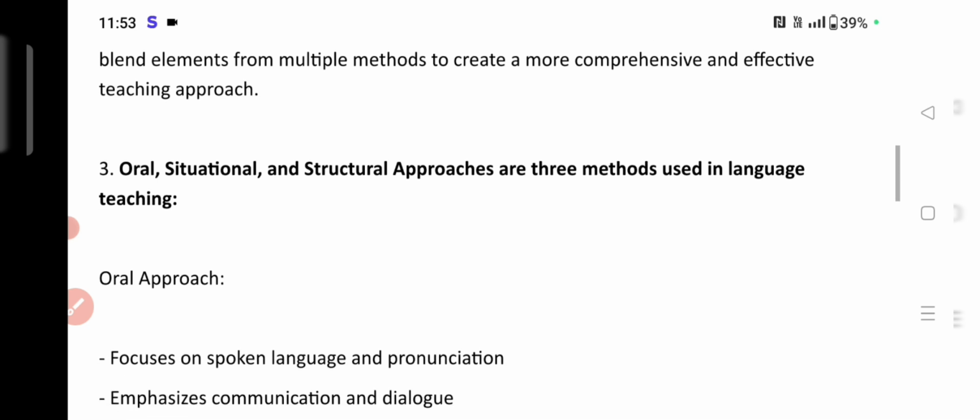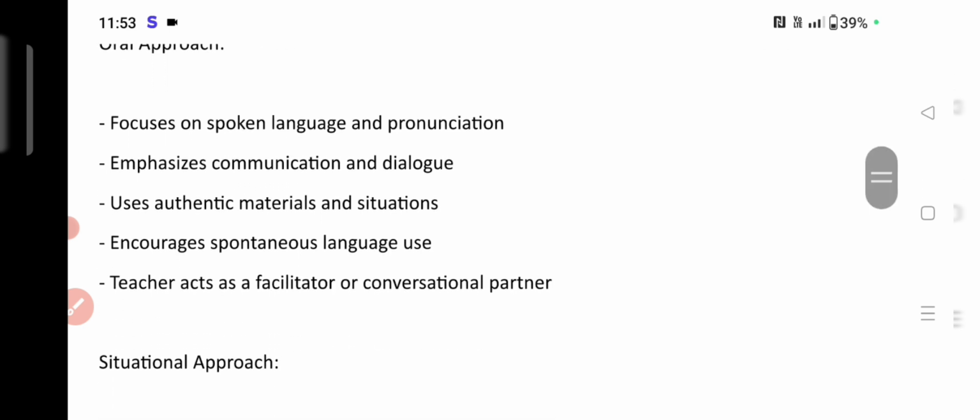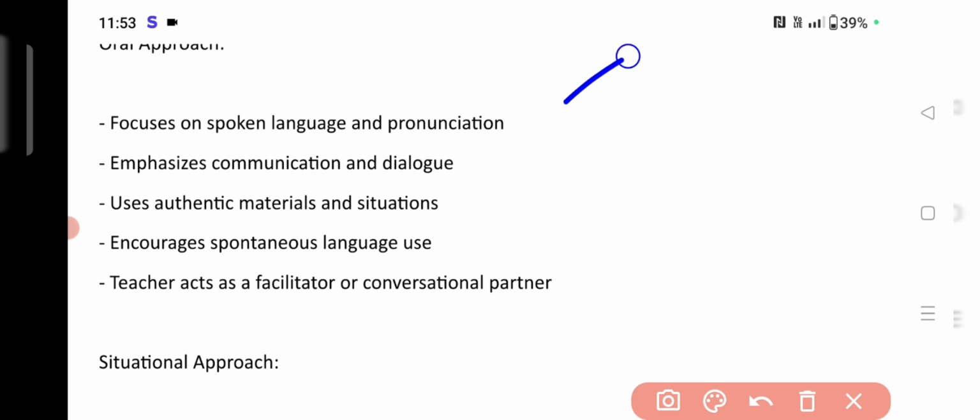Coming to the third topic, the oral, situational and structural approaches are three methods used in language teaching. How is the oral approach used in language teaching? Oral means nothing but the speaking language, right? That means it mainly focuses on spoken language and pronunciation. It emphasizes communication and dialogue, uses authentic materials and situations, and encourages spontaneous language use.